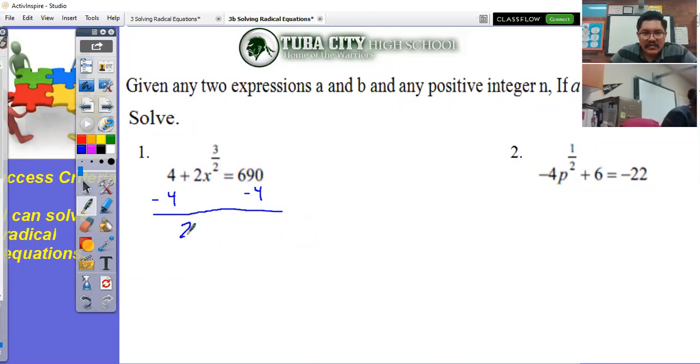And so I get 2x to the 3/2 power. And here I get 686, like that. Now from here, we can divide this, oops, where did I get 3 from? Divide this by 2. So I'm trying to get this as close as I can, as isolated as I can. I can divide this by 2 and 686 divided, oh, excuse me.